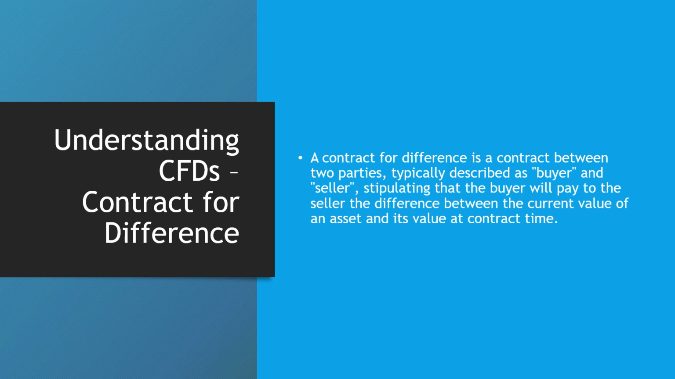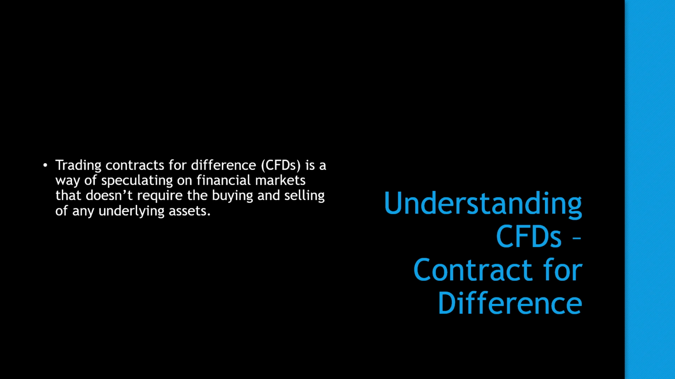A contract for difference is a contract between two parties, typically described as a buyer and seller, stipulating that the buyer will pay the seller the difference between the current value of an asset and its value at contract time. It is one of the fastest growing derivatives in the market. Trading contracts for difference is a way of speculating on the financial markets that doesn't require buying and selling of any underlying asset.